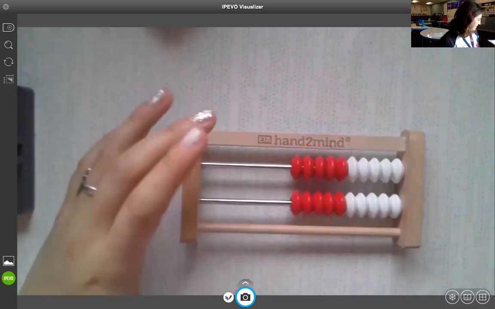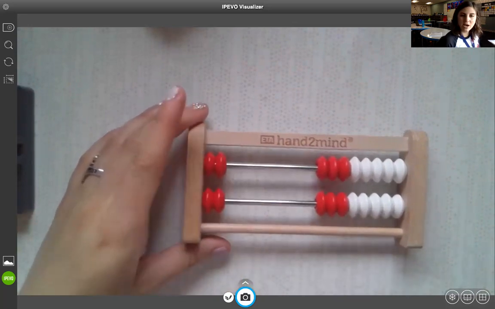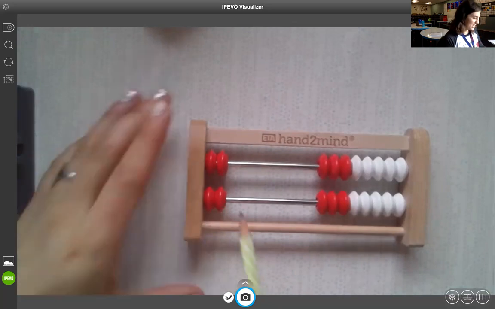Number 8. How many? On the left-hand side, take a look. Number 8. This is number 8. How many on this side? Write it down. We'll check it at the end. Good job.